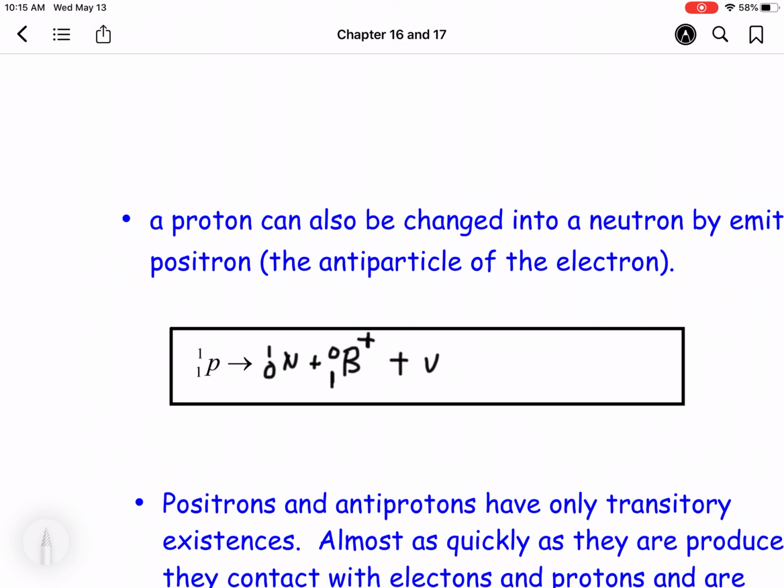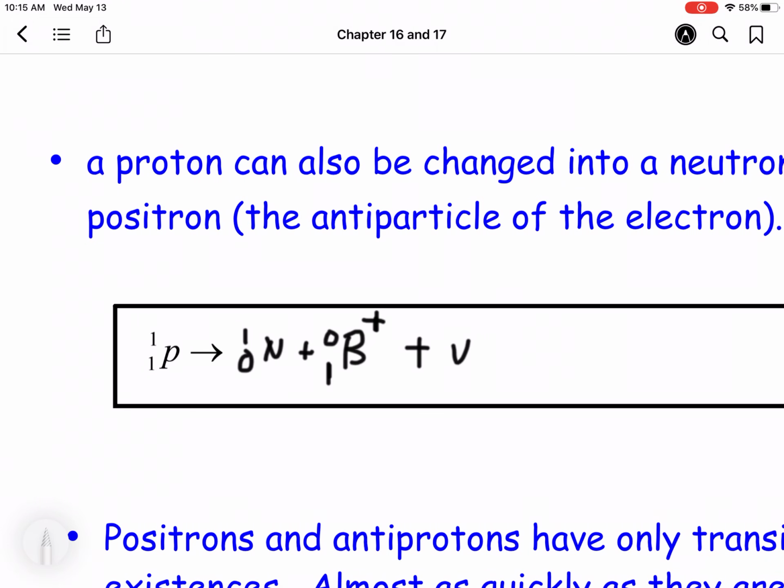And so we can say the same thing. Again, the tops and bottoms balance. So the proton decides it wants to become a neutron, and then it gives off a positron, which has a very small mass but a positive charge. And so you get 1 on top and 1 on bottom.